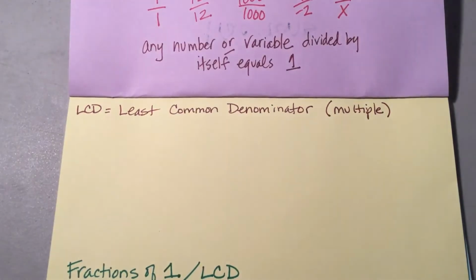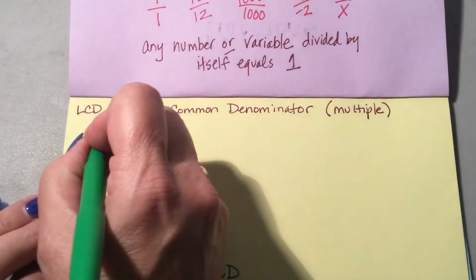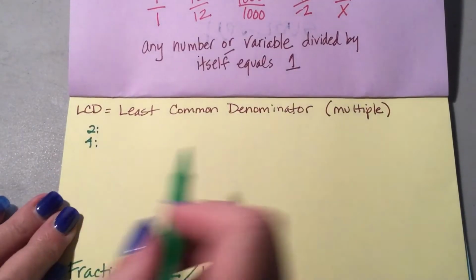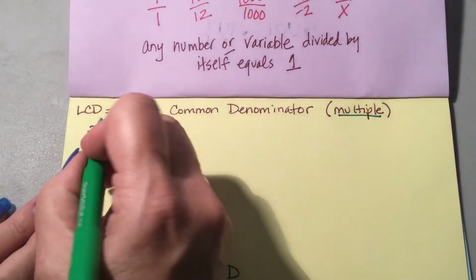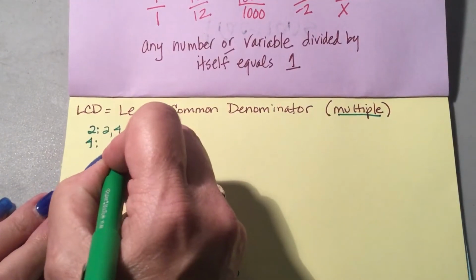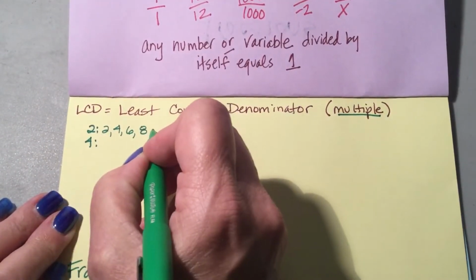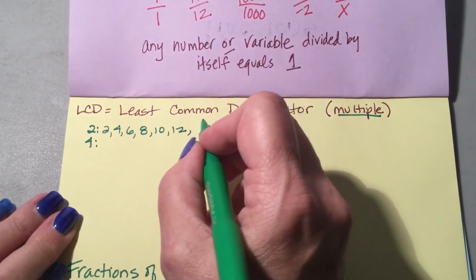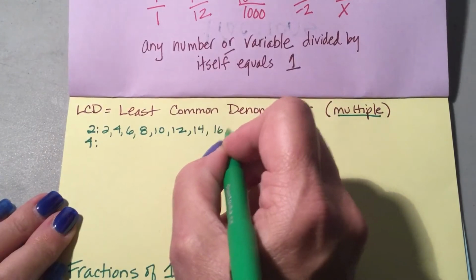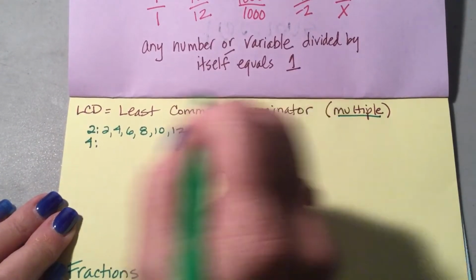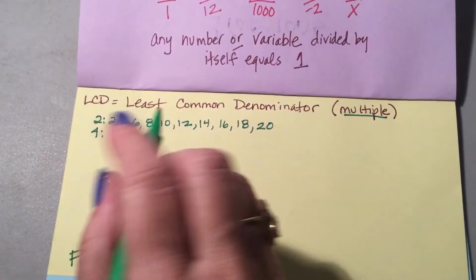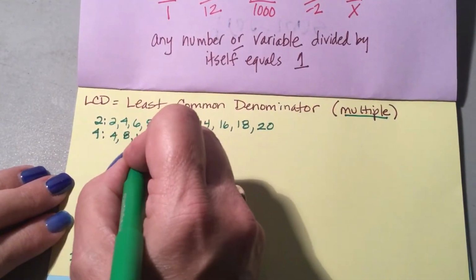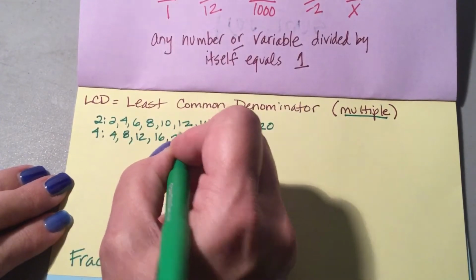So let's practice here. We're going to take 2 numbers, the number 2 and the number 4, and we're going to write the multiples of these numbers. So we're going to start counting. 2, 4, 6, 8, 10, 12. We're going to go all the way to 20: 14, 16, 18, and 20. And we're going to do the same thing for 4: 4, 8, 12, 16, and 20.